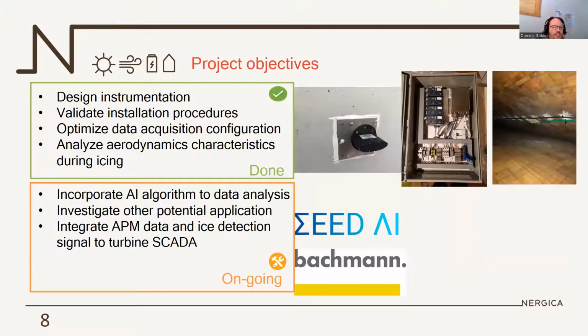So the objective of the project is first to design the instrumentation. This thing was never installed on a wind turbine, so we need to make the whole design and validate the installation procedure. We were working at height and in confined space. We also analyzed the aerodynamic characteristics during icing, which is what I will be showing after that. And now we're also incorporating an AI algorithm with CDI to see if we can find any other correlations between the turbine and the APM. At this time, we will also be investigating other potential applications.